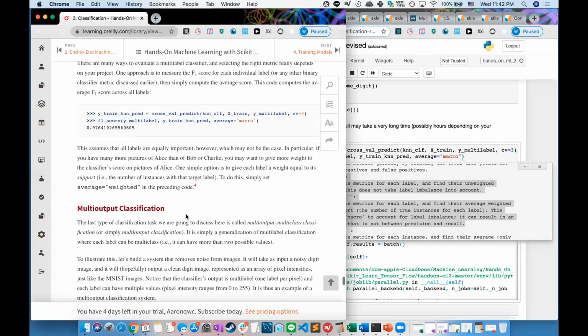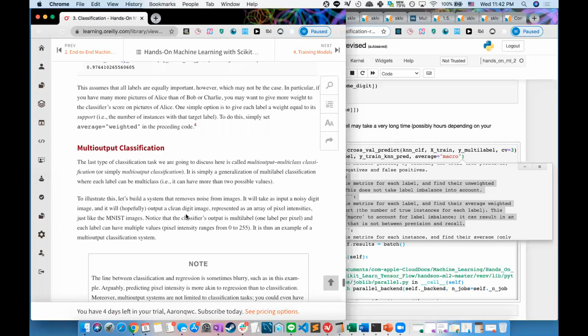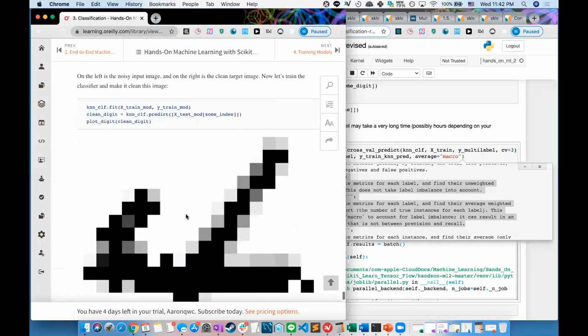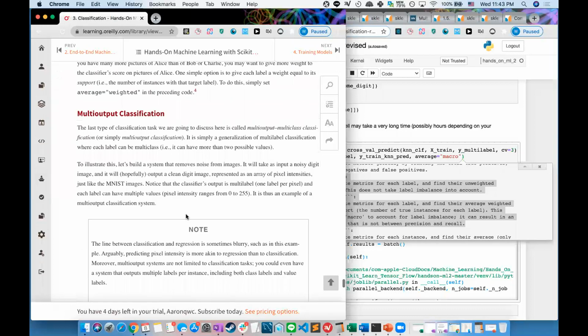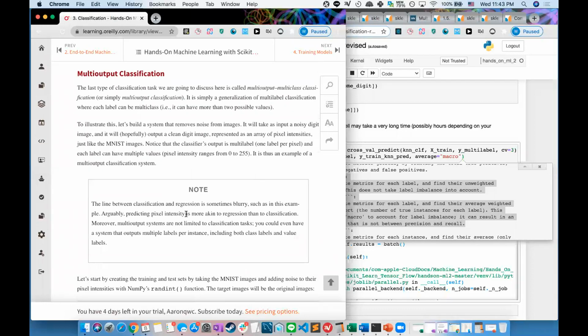So on a general note, can we always say that for imbalanced classes we are going to use weighted, and for balanced classes we are going to use macro? Can we generalize this way?